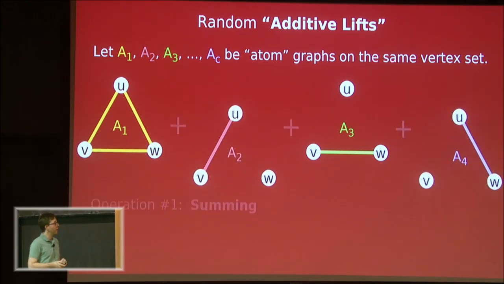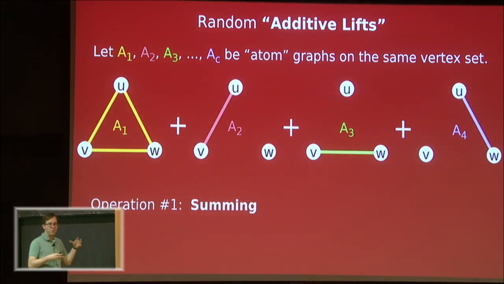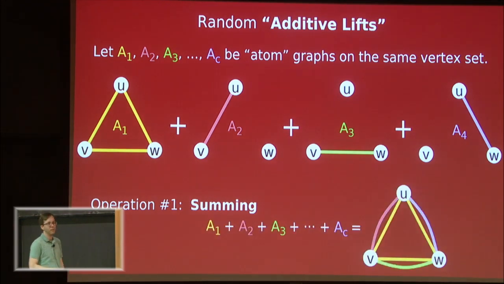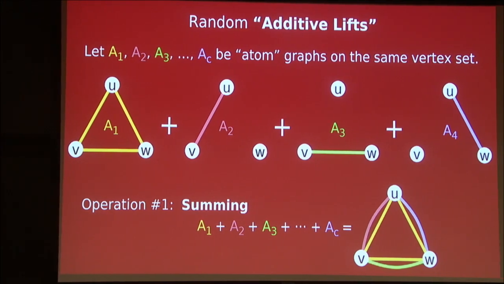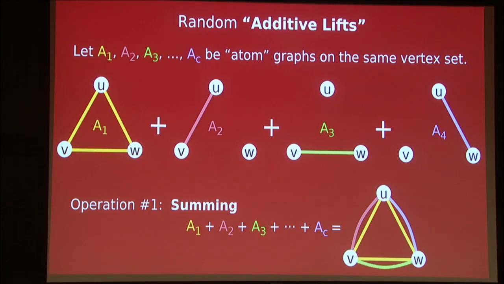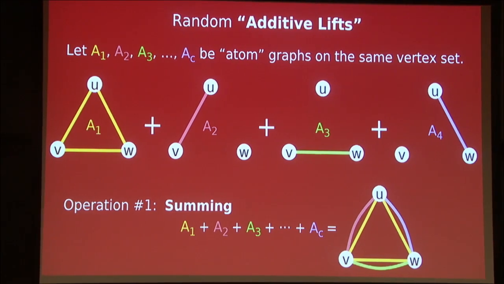The definition of an additive lift involves two operations. You first do one operation and then another operation and combine them. The first operation is simple: summing. To sum some graphs on the same vertex set, you just sum the adjacency matrices. You just put them on top of each other. In this particular case, summing these atoms gives you this graph, the triangle where everything has two parallel edges. You should think of this as just a normal graph. I drew the colors of the edges just to remind you where it came from, but it's just a normal graph, with parallel edges potentially. That's one simple operation, summing graphs on the same vertex set.